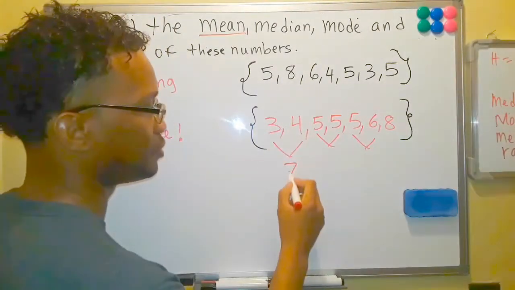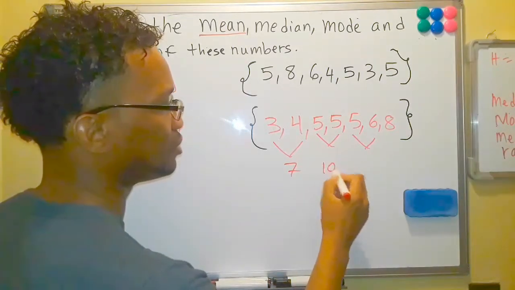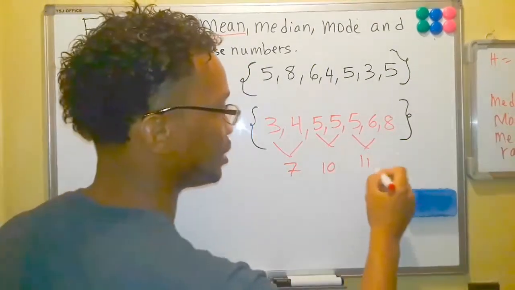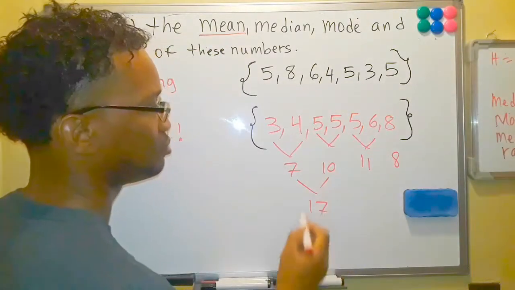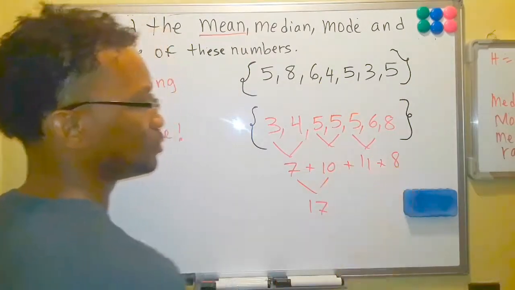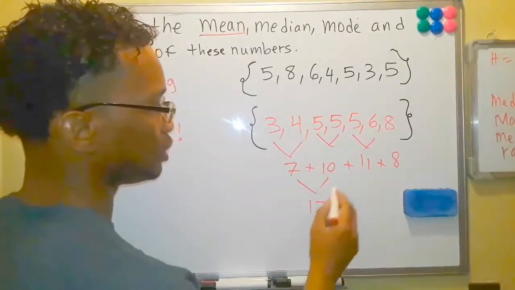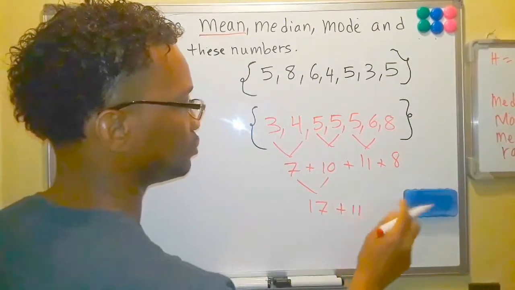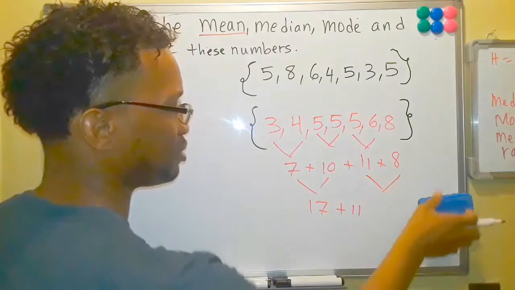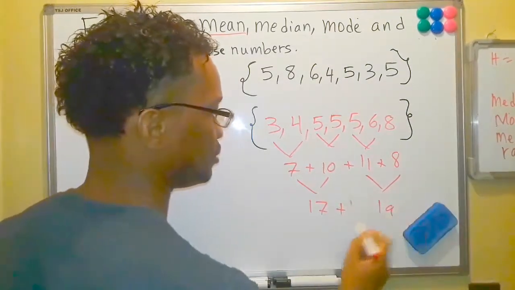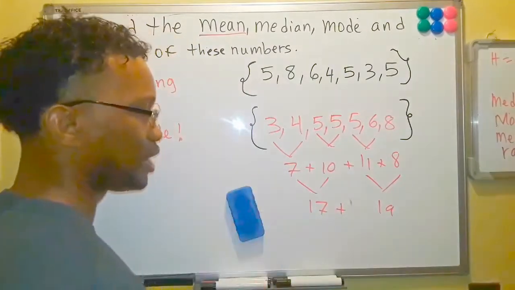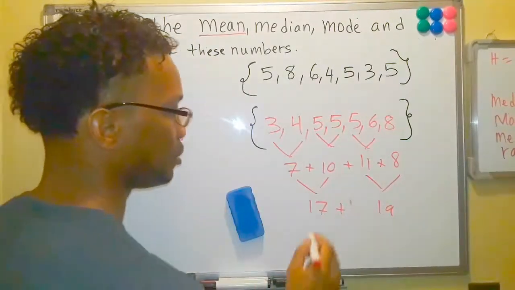So first, add up 2 numbers at a time. 3 plus 4 is 7. 5 plus 5 is 10. 5 plus 6 is 11. And I bring down this 8. Add these two, gives me 17. Actually, let me just do 11 plus 8 first. 11 plus 8 is 19. 17 plus 19 gives me 36.